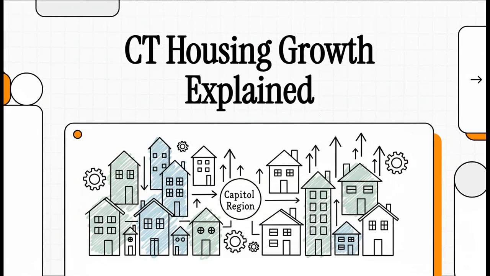So, have you ever really wondered how all those decisions about housing growth in your town actually get made? It's probably a lot more complex than you think. Today, we're going to unpack Connecticut's housing growth law, and we're going to zero in on the 38 towns in the capital region. And just to be clear, our goal here is to explain the mechanics, how the whole system is actually designed to work.